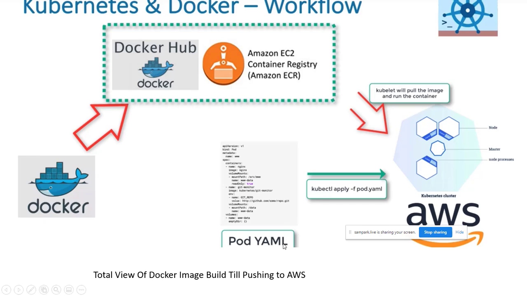So this YAML file, you push it to the cluster, and once you push it, kubelet will pull the image and run the container. So in your node machines, kubelet will pull the image which you have built, and it will run your application on these worker nodes. Then our job is done actually. With this we come to an end about this Kubernetes and Docker workflow.